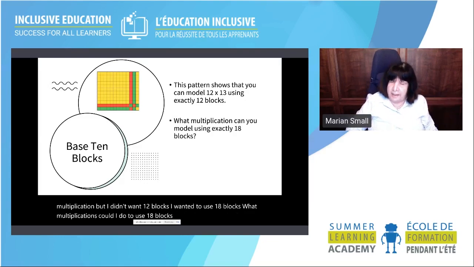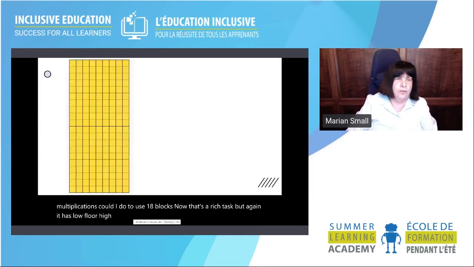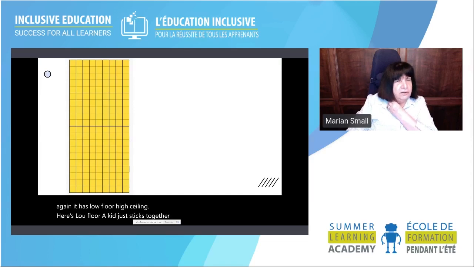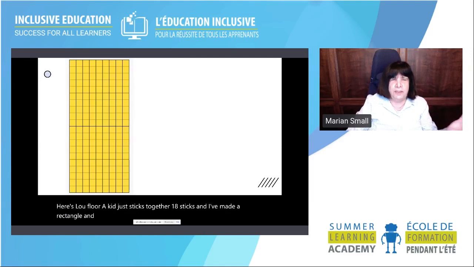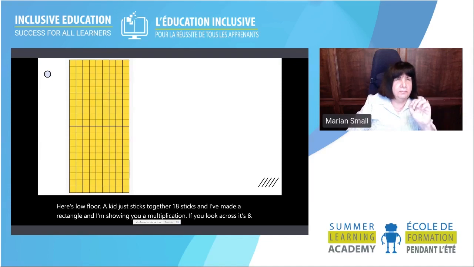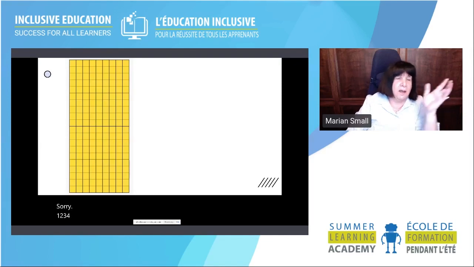Now that's a rich task, but again, it has low floor, high ceiling. Here's low floor. A kid just sticks together 18 sticks, and I've made a rectangle, and I'm showing you a multiplication. If you look across, it's 1, 2, 3, 4, 5, 6, 7, 8, 9.